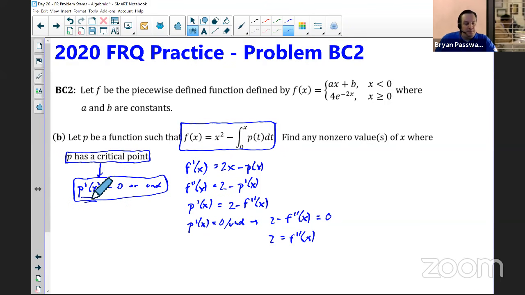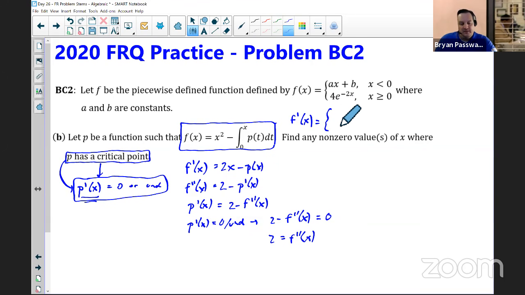So if I want to find out when P has a critical point, I need to know when P prime is 0 or undefined. I worked out P prime and realized it was just 2 minus f double prime. So I want to know when that expression is equal to 0 or undefined. So I can just add the f double prime over and ask when f double prime equals 2. And since we're given a nice equation of f, I could pretty quickly take the second derivative.